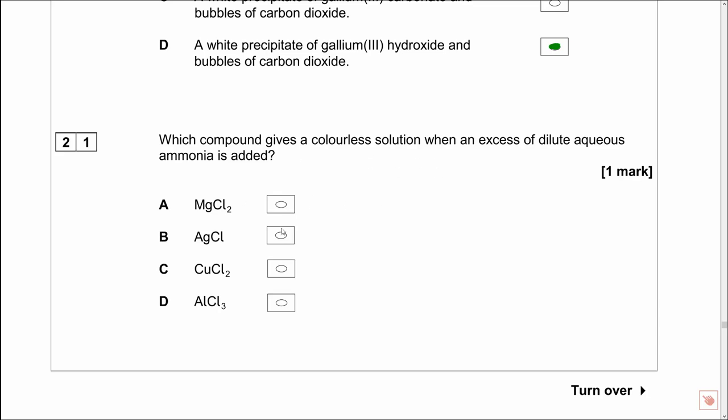This one, we look at the fact that you've got the excess of dilute aqueous ammonia. It's essentially this one through the idea of the halide test. It's the further test for the halide precipitates. If you're unsure what the colour, you use ammonia, and that's the first one there, will be the silver chloride. Magnesium chloride, you get nothing. Copper chloride, you get a deep blue solution. Aluminium chloride, you shouldn't get anything in that either.